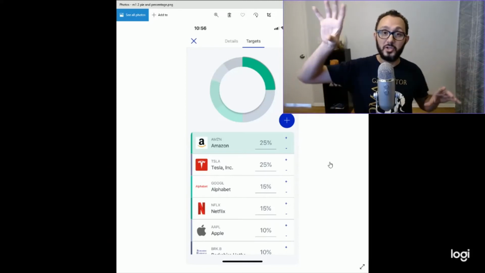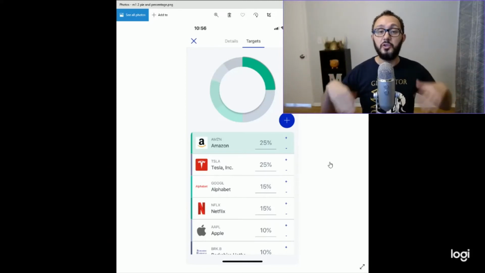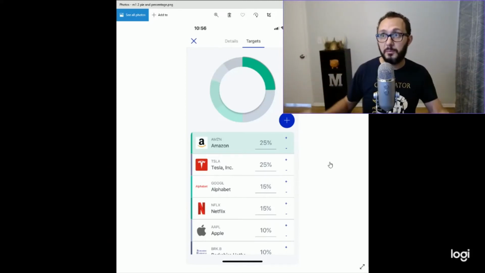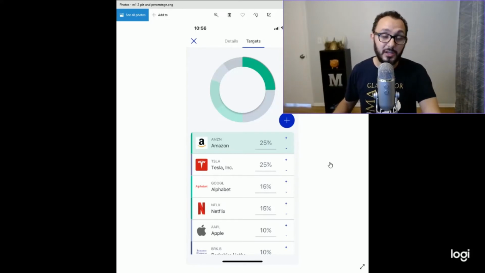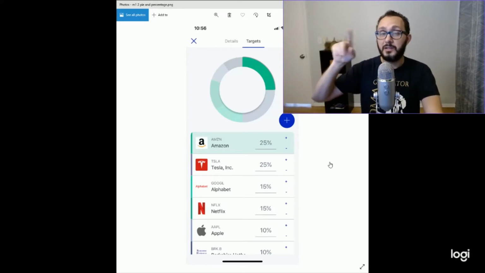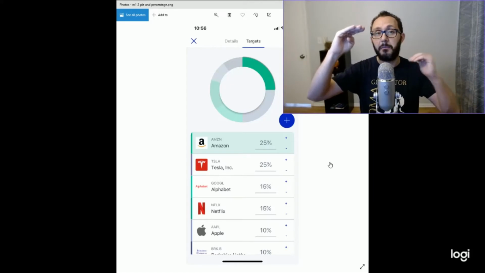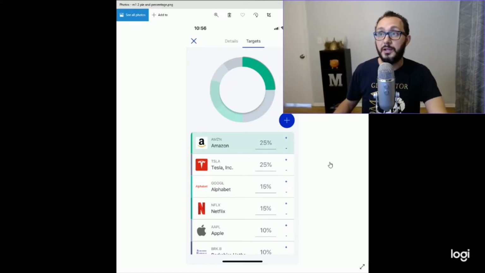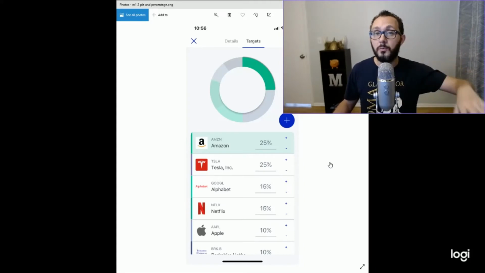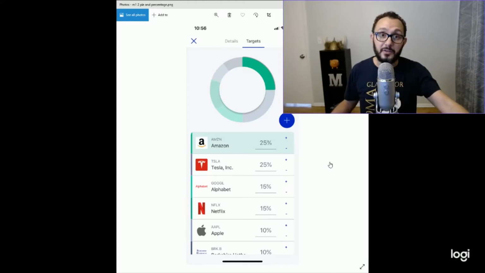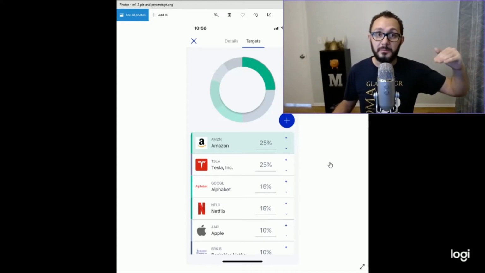Right under the pie chart, it shows the companies that you have chosen, and right in front of the company you see the percentage that you currently own, and next to it you see the plus sign and the minus sign. So if you want to increase your ownership, you click the plus sign, or if you want to decrease the amount you own, buying less of that specific company, you decrease the percentage.